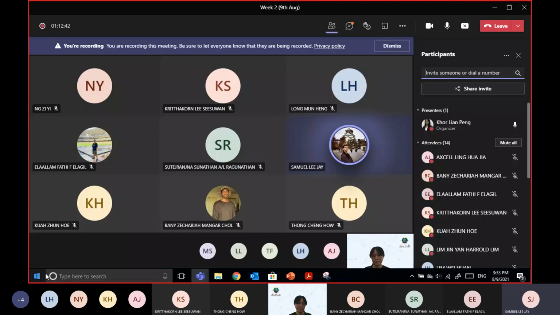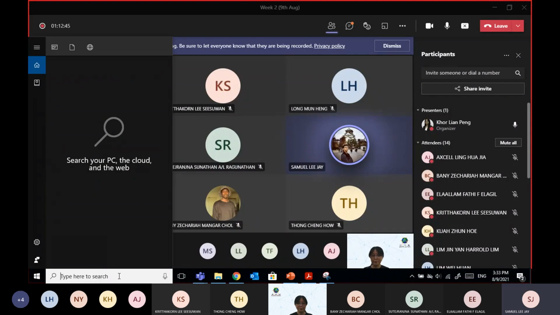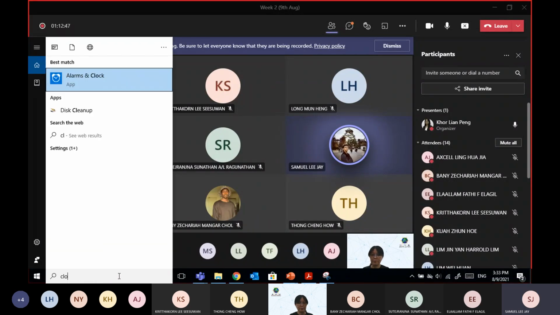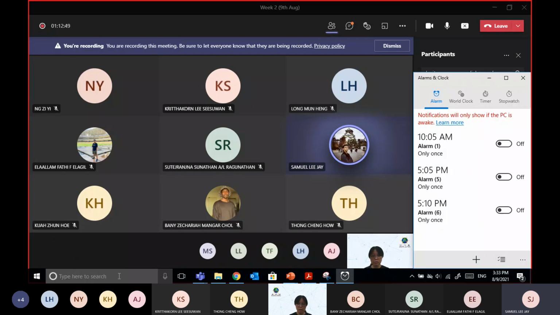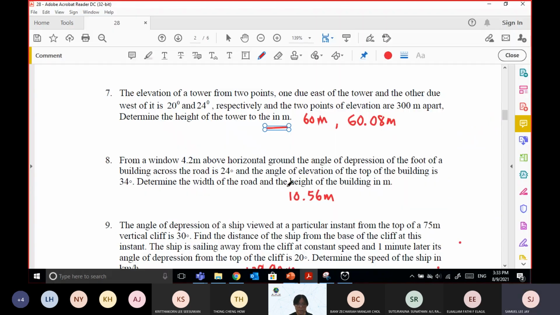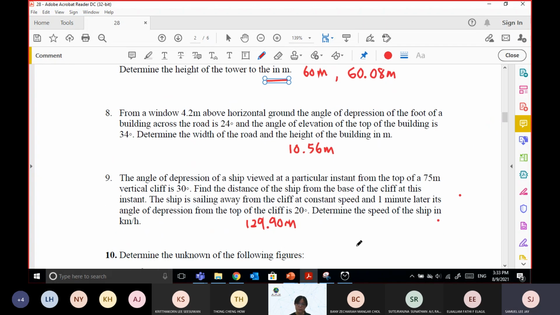Miss, just want to ask one more thing. I think question 9 is supposed to have 2 answers also. Oh, question 9 should have 2 answers. Hold on. Yeah, you already gave the distance. You just need to give the speed of the ship also. Oh, okay. So I missed out the speed.